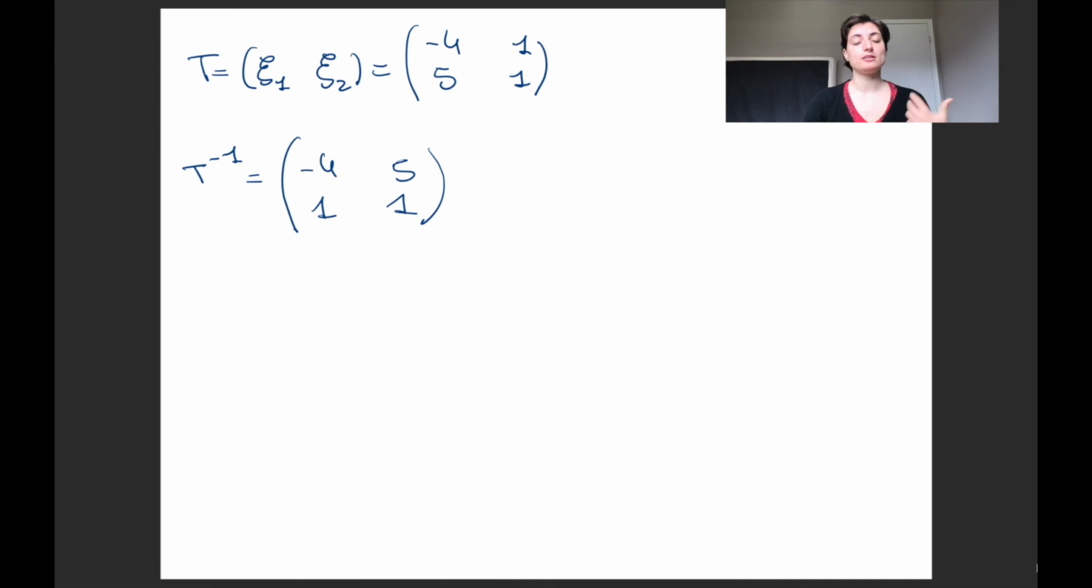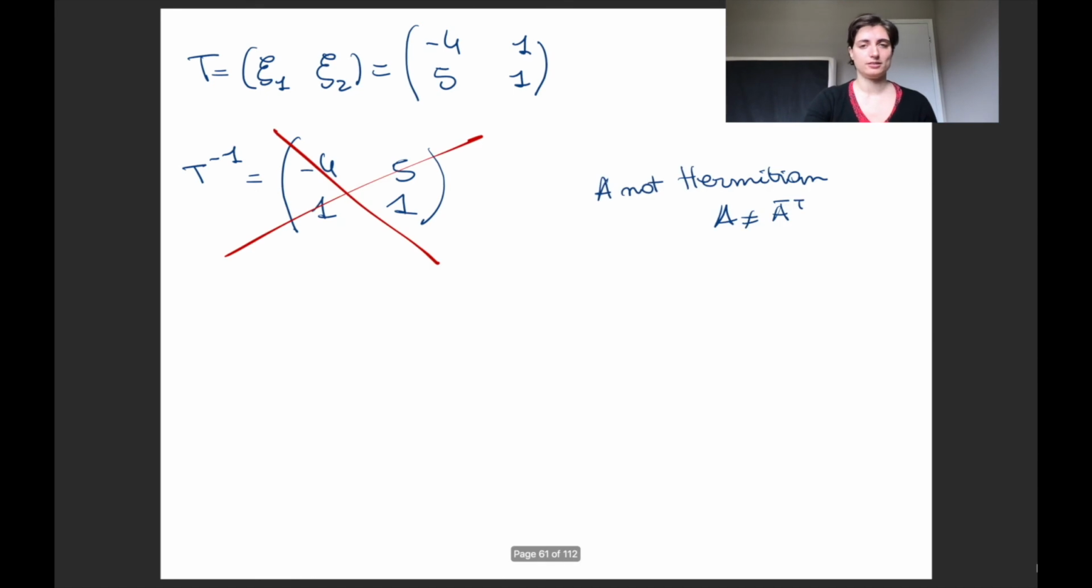What we have to do is then compute the inverse. So the inverse is not just the transpose. Why? Well, two key elements. First, A is not equal to the conjugate of the transpose. Then we haven't even normalized the eigenvectors. So two key reasons why just inverting T by taking the transpose doesn't work. We have to do the work.